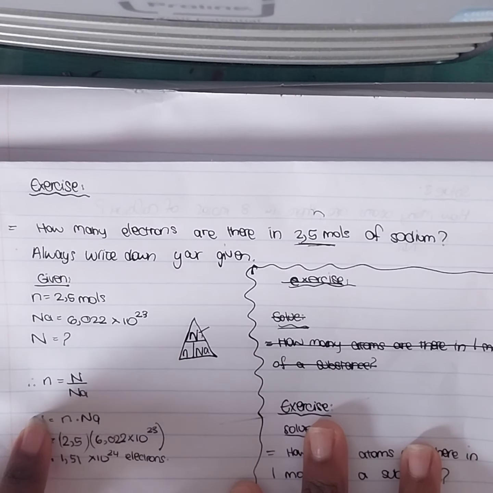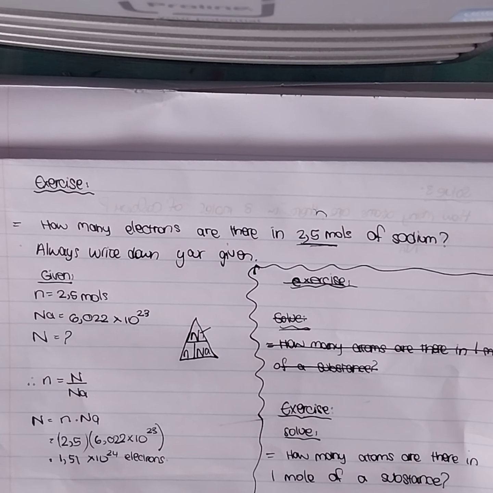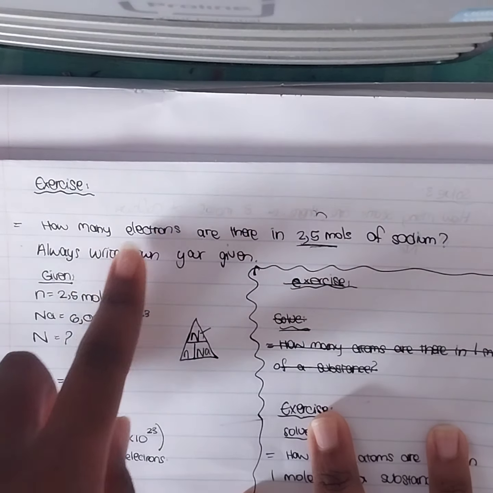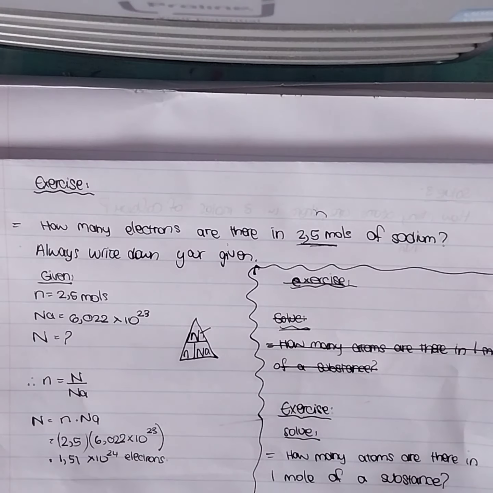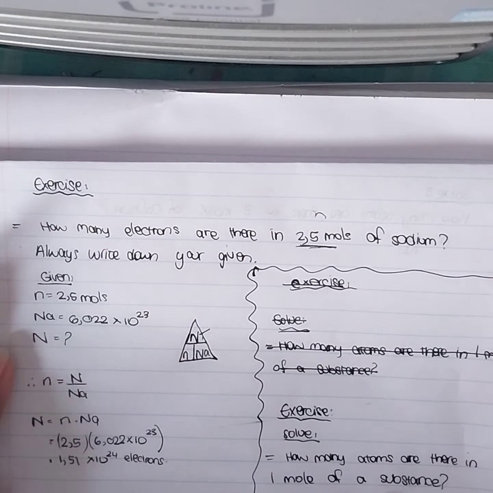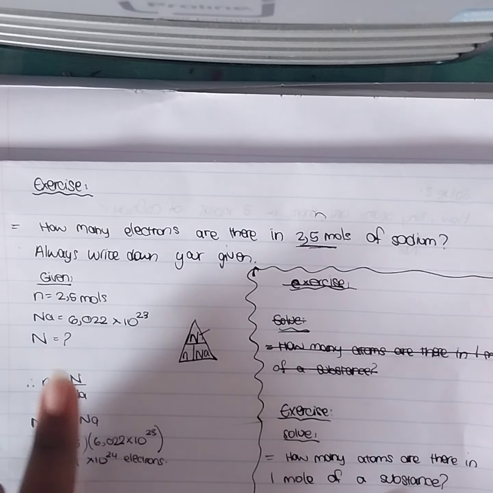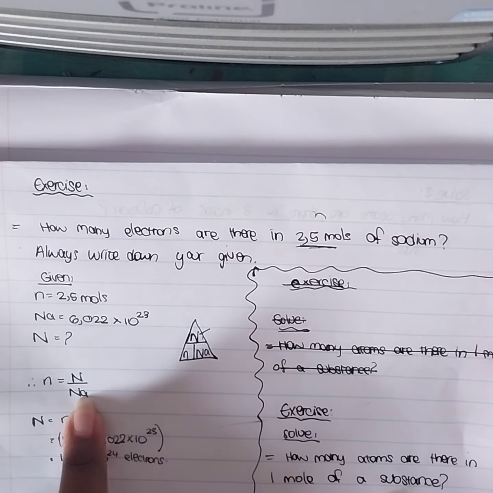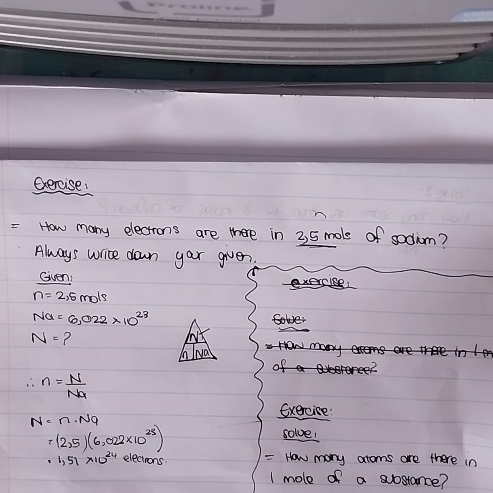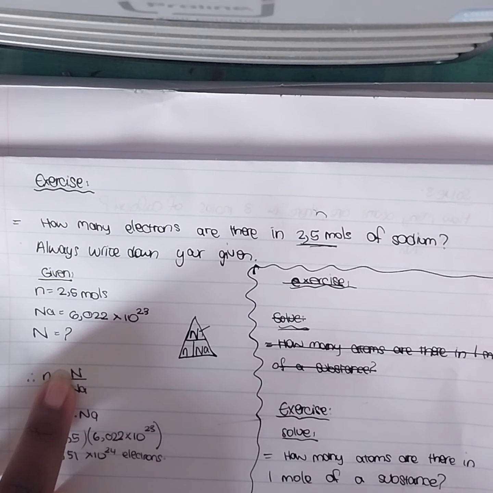Because this big letter N doesn't have a specific element, because they're saying how many electrons, you can put electrons. If they say how many atoms, you put atoms. It doesn't really specify which unit this big letter N will have, so don't stress about that, okay? Always write down your given, write down your formula. Your n is equal to big letter N over Na, which is your Avogadro's constant. This is always to calculate your molecules, ions, and particles. This is your big letter N, okay?